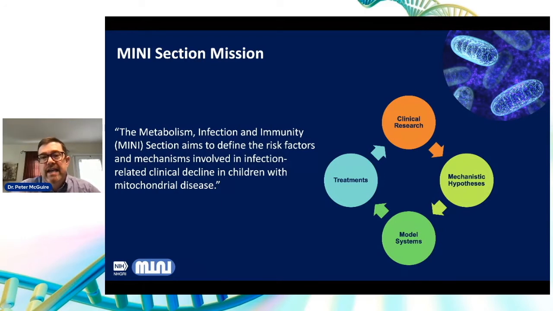The ultimate goal is to understand why some patients with mitochondrial disease may have difficulties with infection and may decline with infection, and then there are some that actually don't. So what are the differences between those individuals? And by understanding that, can we eventually develop treatments which will be able to help these patients?